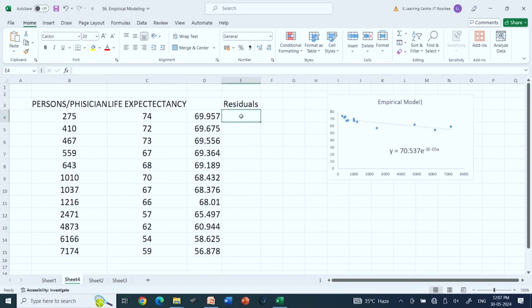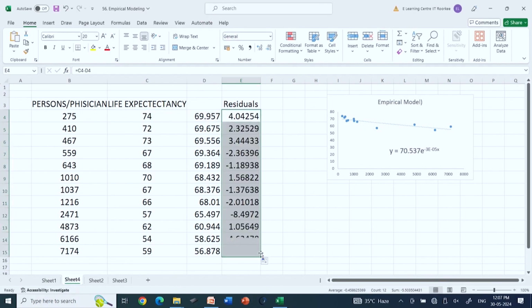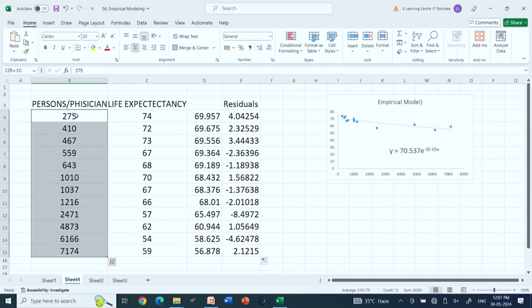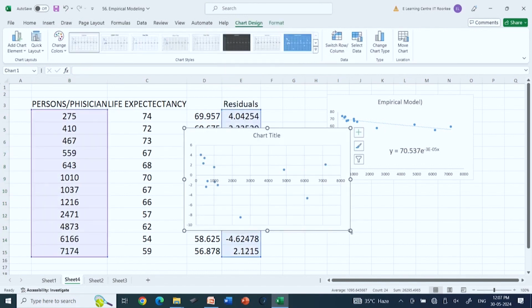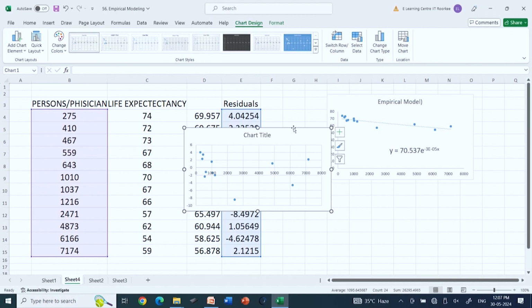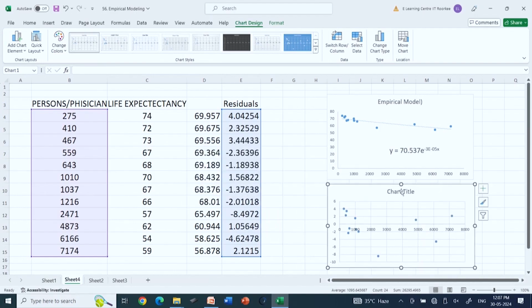Okay, so now we calculate the residuals, which is this data value minus the value which you got from the trend equation. You calculate the residuals and then you plot the X and the residuals, and you get the exponential model residual chart.